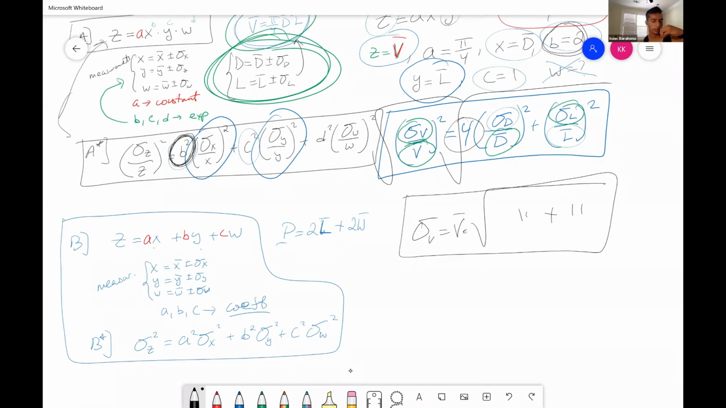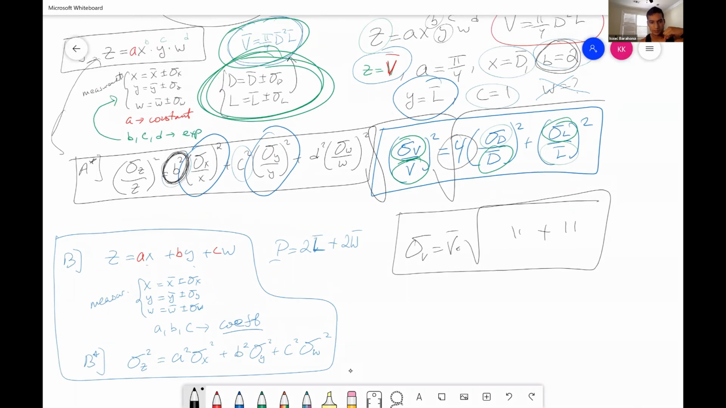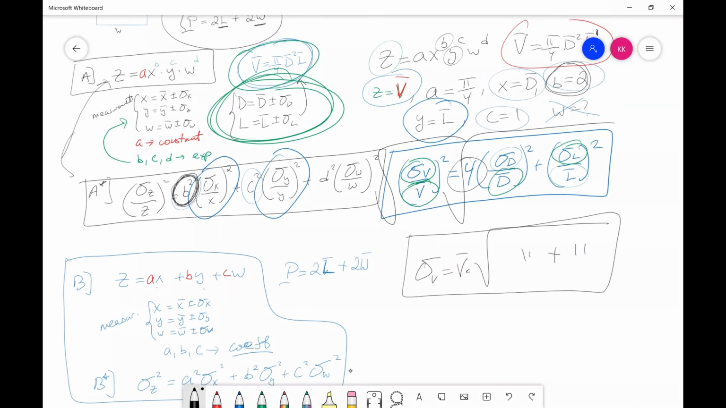Could you point out to me which letters are the constant and the derived? Well, the only one that we have here that is derived is the volume, or the z. Z and volume are identical in the way that they are derived quantities. X, Y, W are measured quantities, like I have it over here.